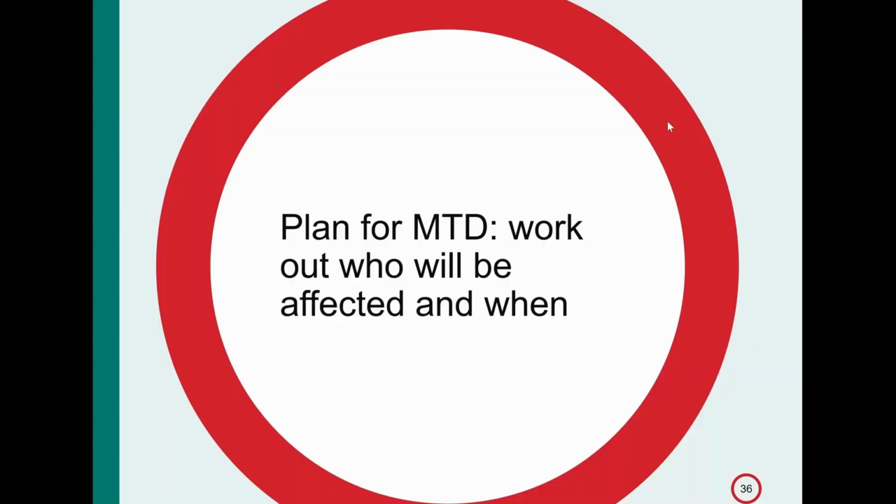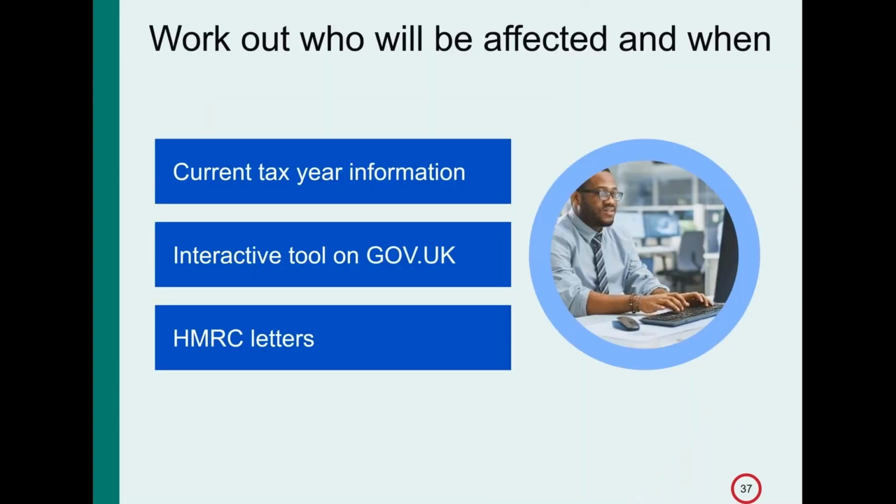Thanks, Samantha. Understanding qualifying income and how it is used to determine if you are required to use Making Tax Digital is key. Let's now look at how you can utilize that understanding. There are many ways in which you can check who will be affected by Making Tax Digital. These include checking the current tax year information, the interactive tool on gov.uk, and any letters HMRC send you. We'll cover these now.